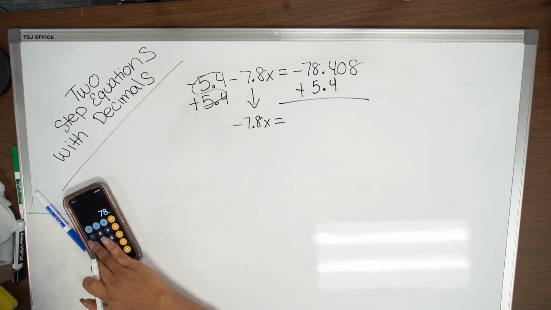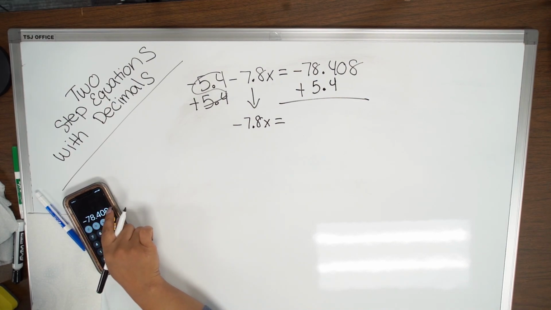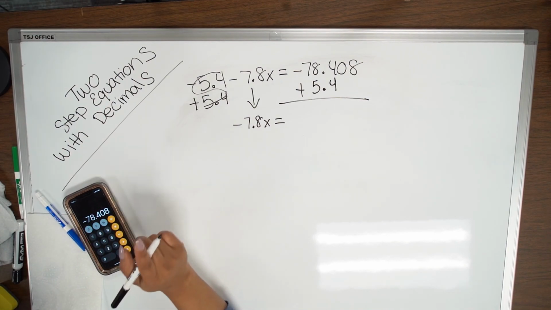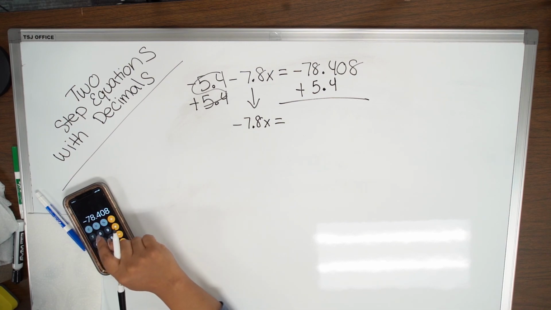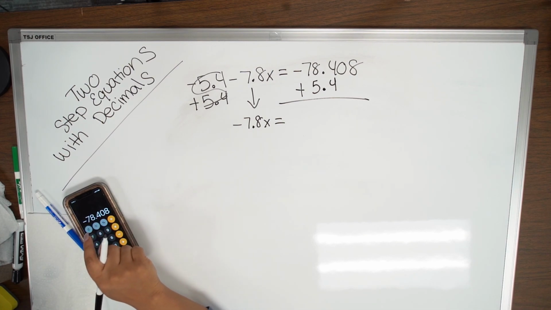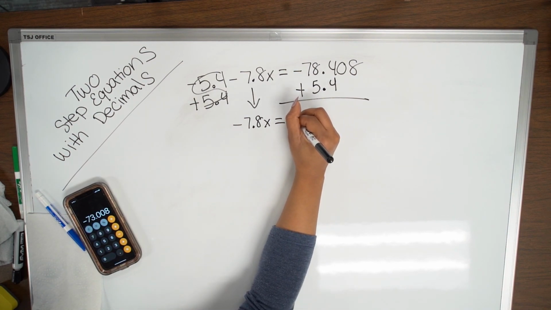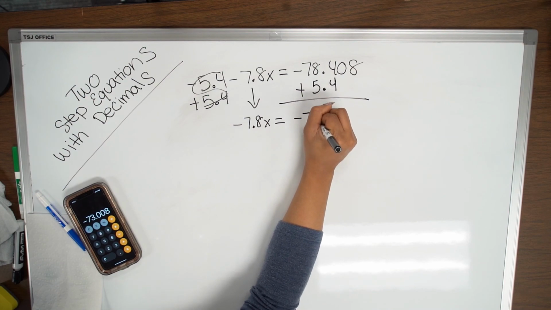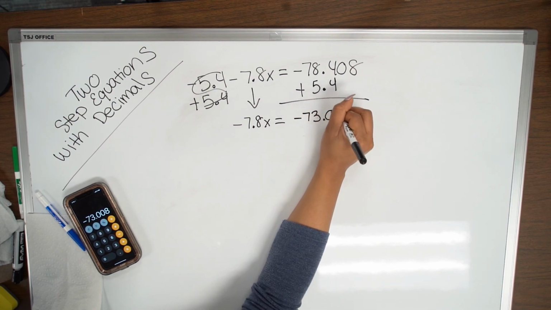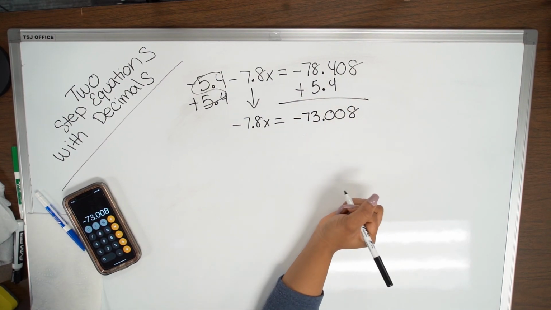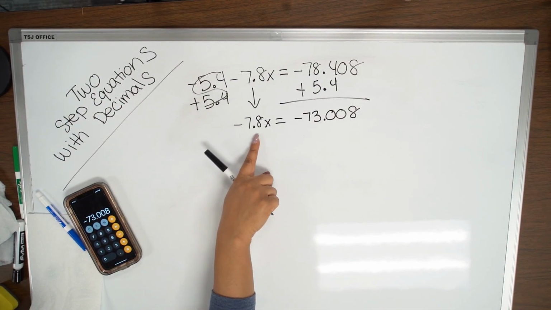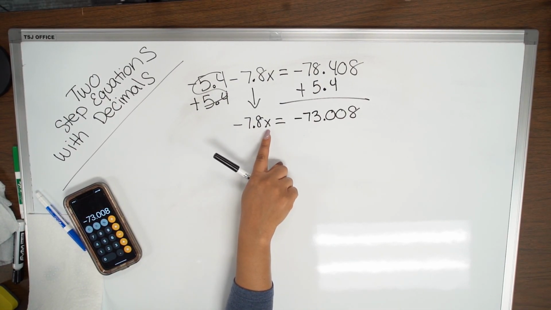As a note on my calculator, I have to type in the number first and then put the negative. Just make sure you know how to work your calculator, because some calculators make you hit the negative button first and then do the number, but just make sure you know how yours works. So we're going to add 5.4, and is negative 73.008. All right, and then we have to separate this negative 7.8 from this x.